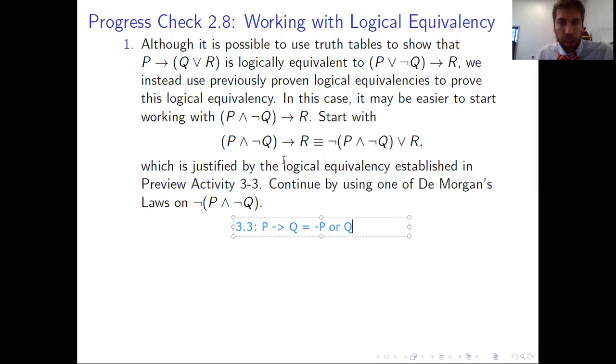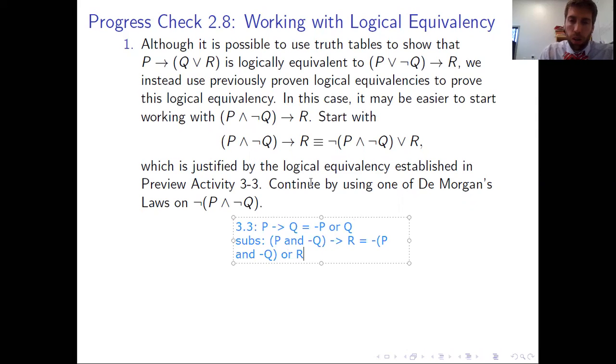If I apply that here, then instead of thinking of there being a P there, think of there being a P and not Q in there, and R is here. So we're just substituting. Then we have P and not Q implies R is equivalent to not (P and not Q) or R.